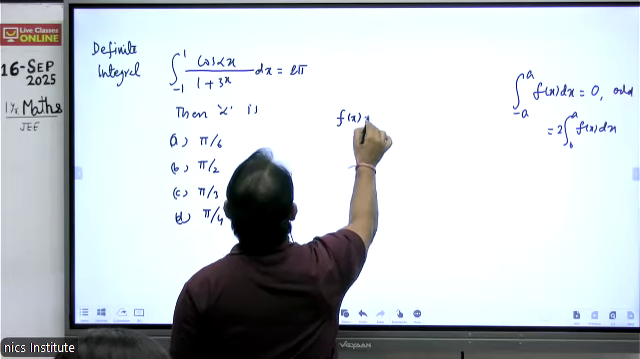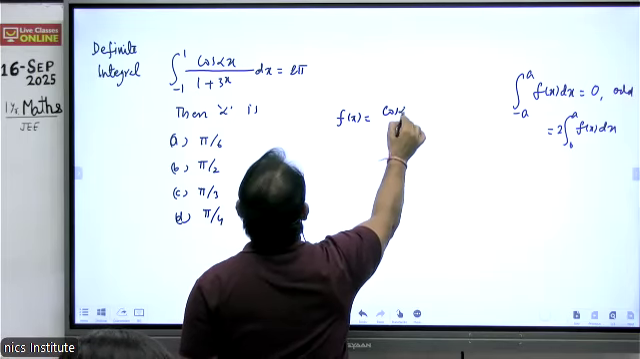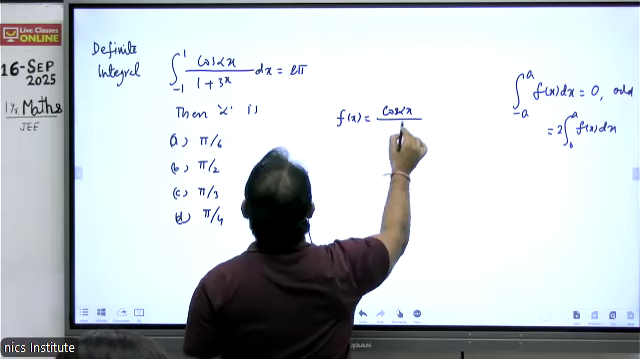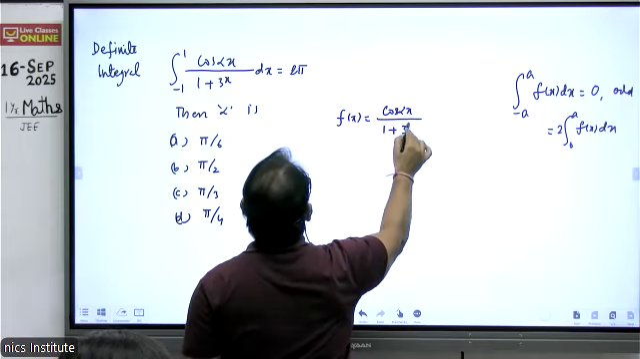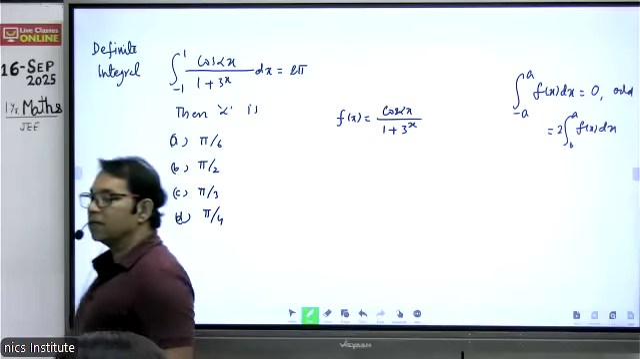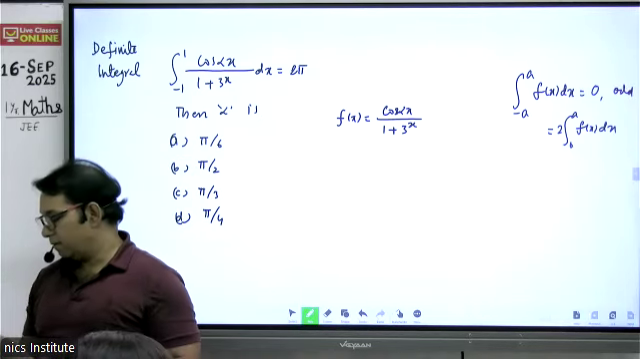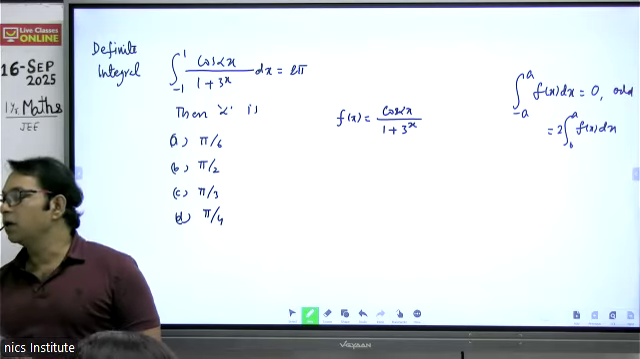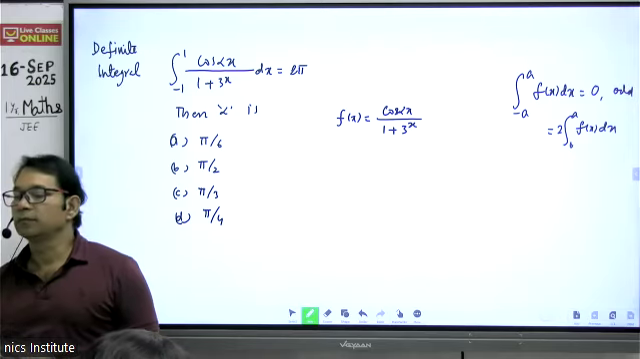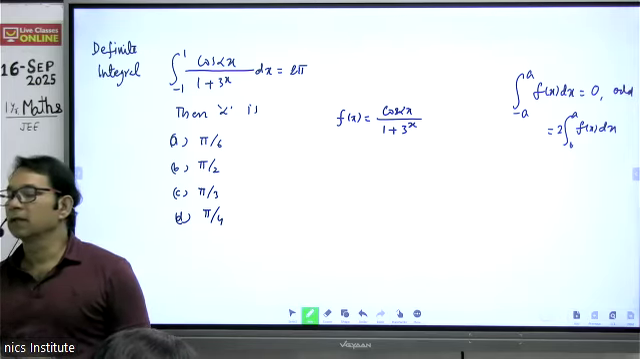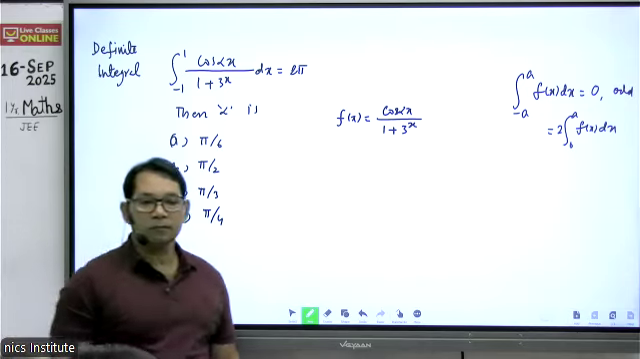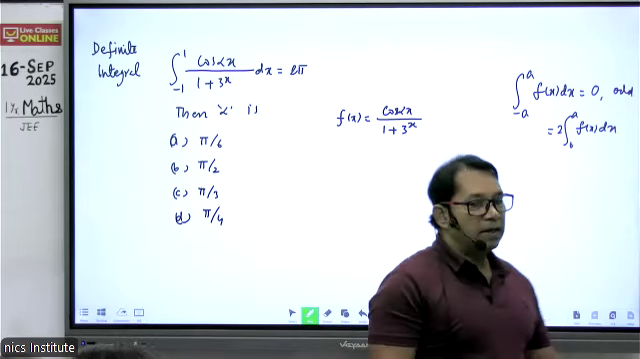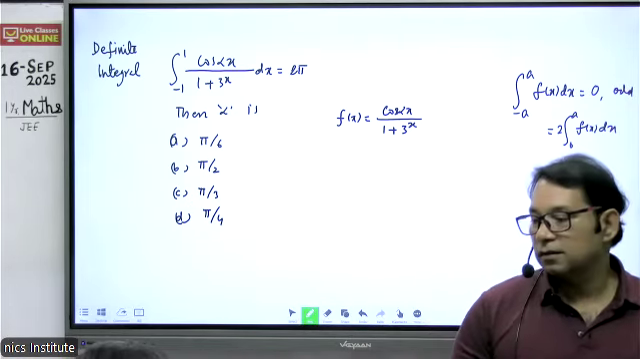f of x has been given to you, which is cos alpha x by 1 plus 3 to the power x. Replace x by minus x. If it's the same function, then it's even. If it's negative, then it'll be odd, right? Replace x by minus x.